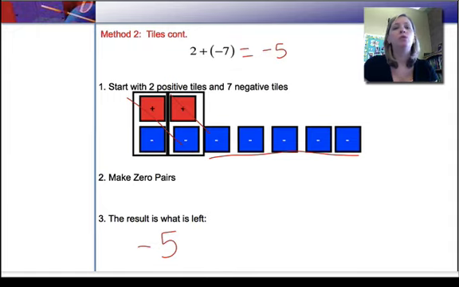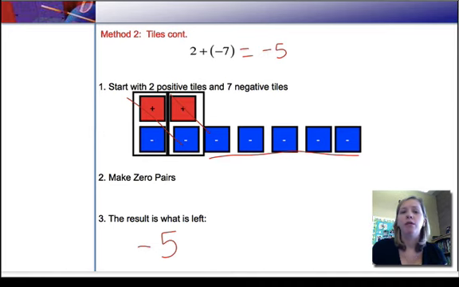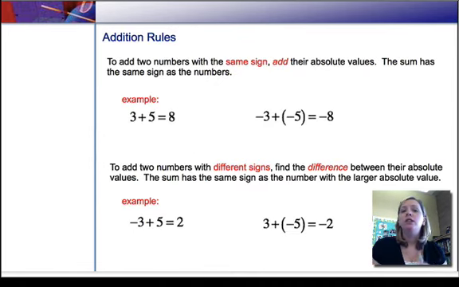Understanding the rules of adding and subtracting positive and negative numbers is really helpful. Here are the addition rules. If two numbers have the same sign, you're going to add their absolute values, and then the sum will have the same sign as the original numbers.